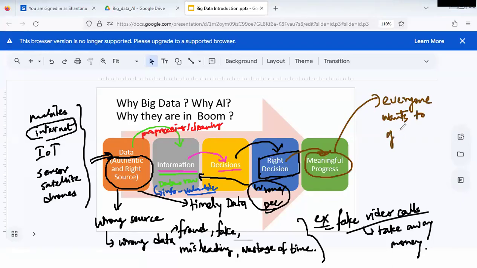Everyone wants to grow, become more and more happy. So that's what people are looking for. Finally, why are we collecting data, why are we converting it into information, then converting information to decisions? We want the decision to be right, and then the purpose is basically we want progress. How many of us want to progress? Yes, obviously everyone wants to progress, right?